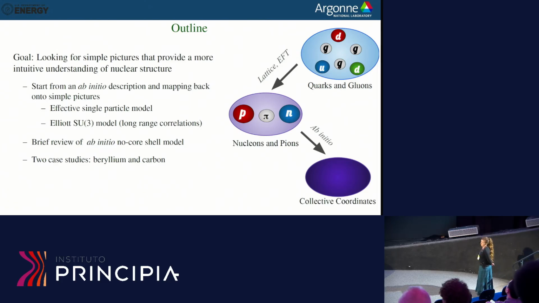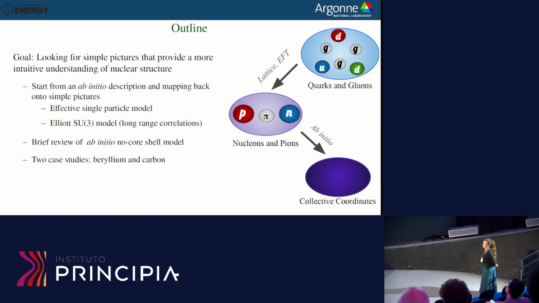Ab initio methods are really great for predictions, but the values that we get out don't necessarily have immediately a very intuitive picture to go along with them. So what I'm trying to do is use the ab initio predictions to look for, or map onto, simpler pictures that are easier and more intuitive to understand.